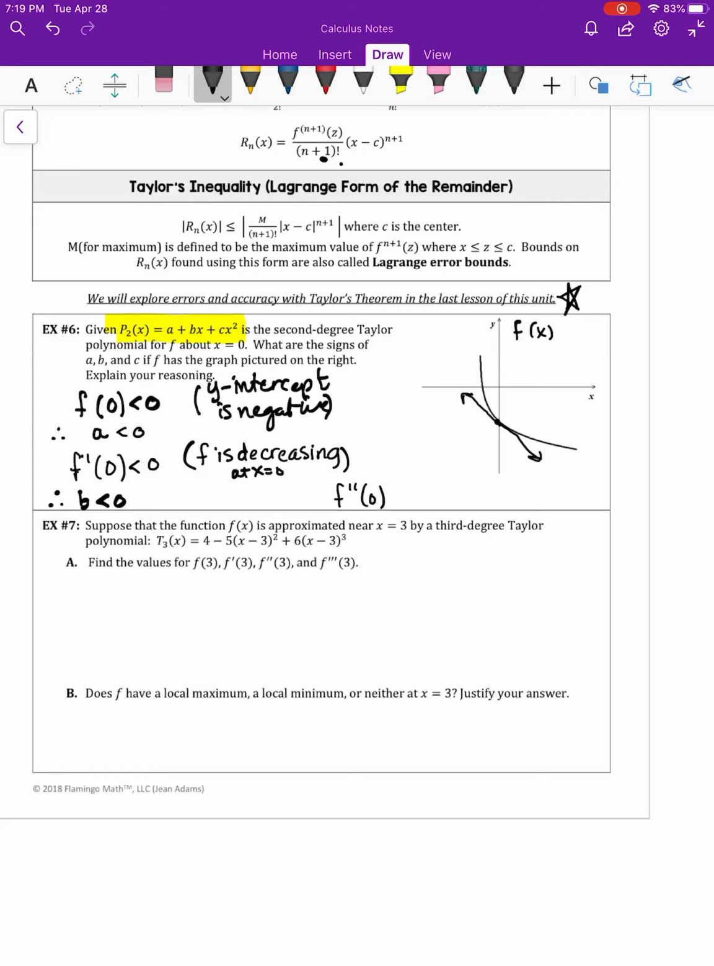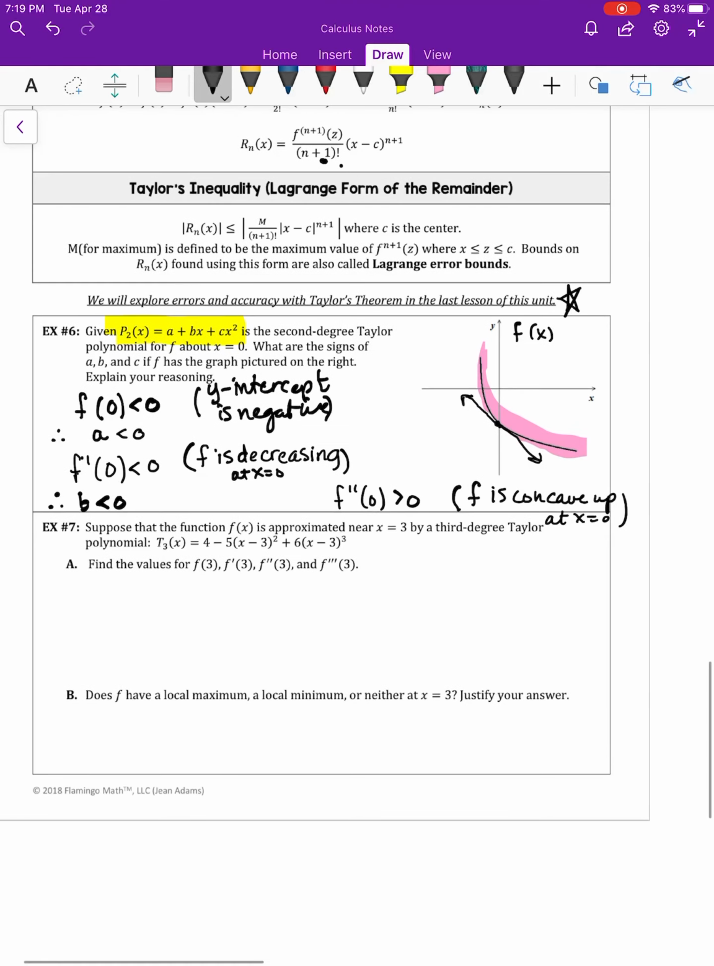So my f double prime at 0. Well, look, this is concave up. Do you see how your function right here is concave up? So that's telling me that my second derivative is positive. So my second derivative is greater than 0. And I'm going to say f is concave up at x equals 0. That's my reasoning. So therefore, my c is greater than 0.